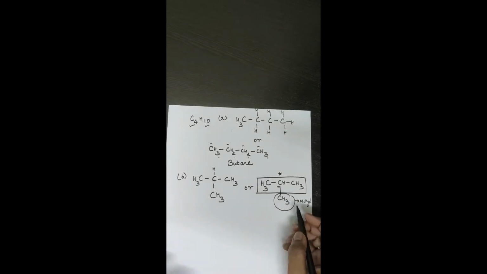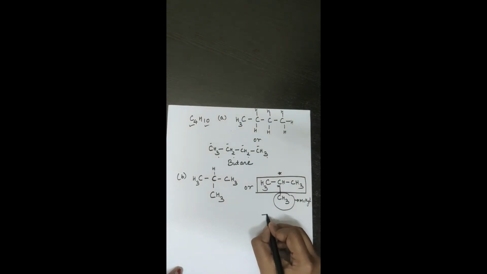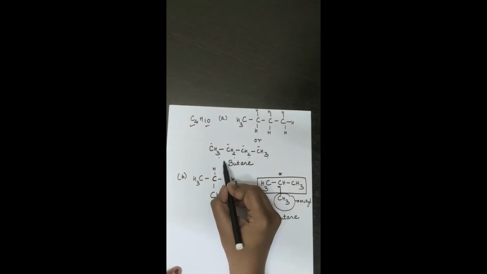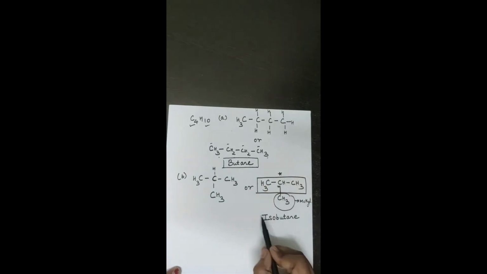So if there is a methyl group, then what do we call it? We can call it iso group. And how many carbons are there total? Total there are 4 carbons, so it would be isobutane. So which are the 2 isomers for butane? You have a normal butane and the other one is an isobutane. I hope it is clear.